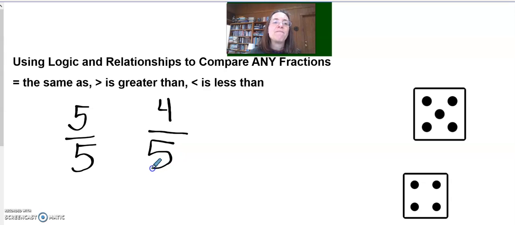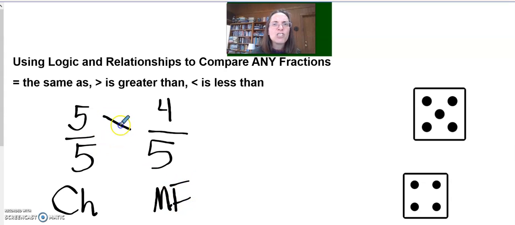So here I have 5/5, so I'm comparing it to 4/5. Now I can use logic here. Fifths mean that they are the same size pieces. I am comparing the same thing. And let's say that this was Charlie's. Charlie got 5 of them. And let's say that this is Miss Foster, and Miss Foster got 4. Who has more? Charlie does. Charlie's 5/5 is greater than 4/5.